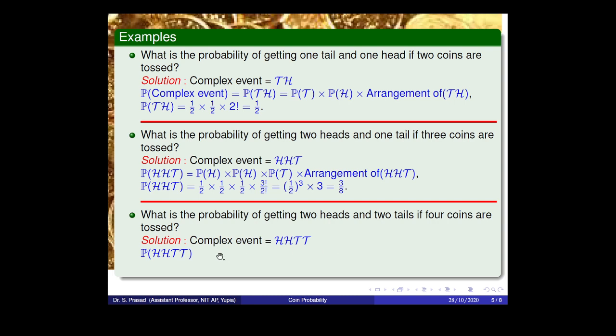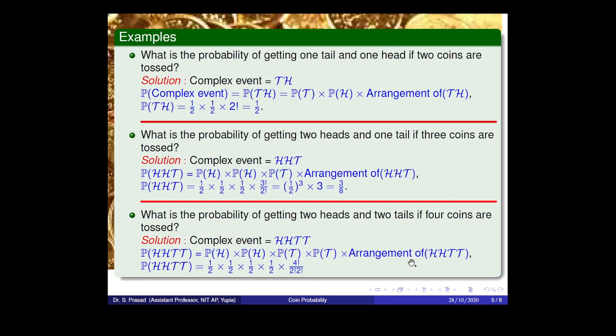So we write the probability of HHTT. We can write the probability of H into the probability of H into the probability of T into the probability of T into the arrangement of this whole complex event HHTT. Now we put in the values: the probability of H is half, the probability of H is half, the probability of T is half, the probability of T is half, into the arrangement. How to arrange? Here there are 4 letters, H H T T, so we write 4 factorial. H is repeated 2 times, so 2 factorial, and T is also repeated 2 times, so 2 factorial.